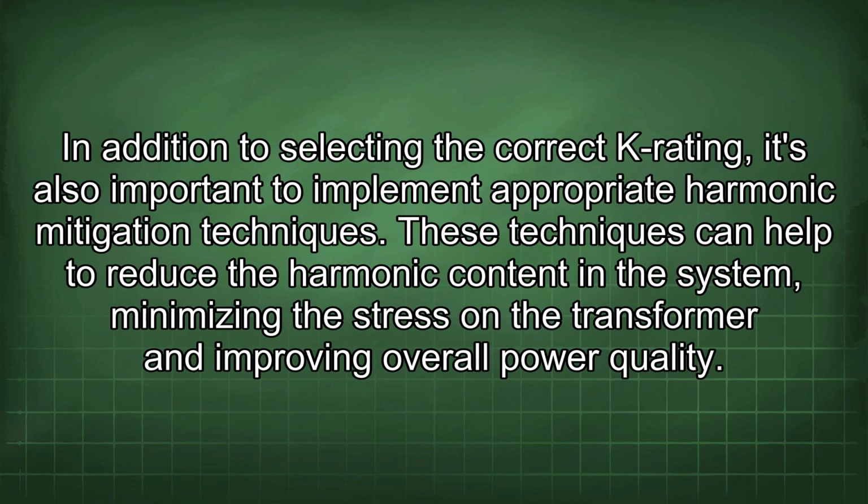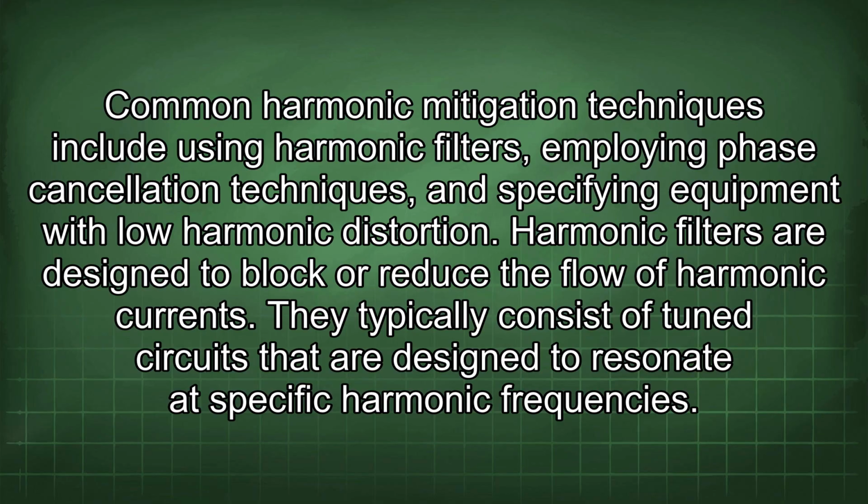In addition to selecting the correct K rating, it's also important to implement appropriate harmonic mitigation techniques. These techniques can help to reduce the harmonic content in the system, minimizing the stress on the transformer and improving overall power quality. Common harmonic mitigation techniques include using harmonic filters, employing phase cancellation techniques, and specifying equipment with low harmonic distortion. Harmonic filters are designed to block or reduce the flow of harmonic currents. They typically consist of tuned circuits that are designed to resonate at specific harmonic frequencies.